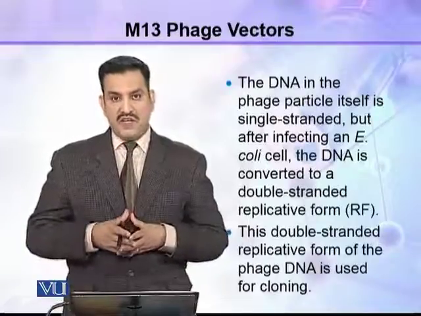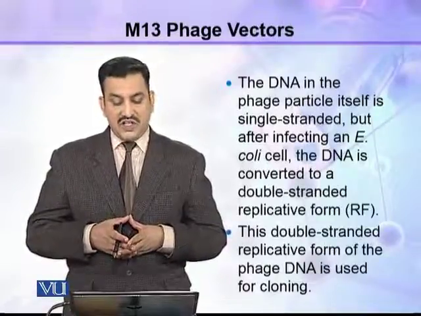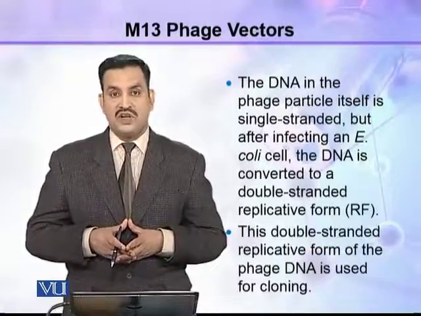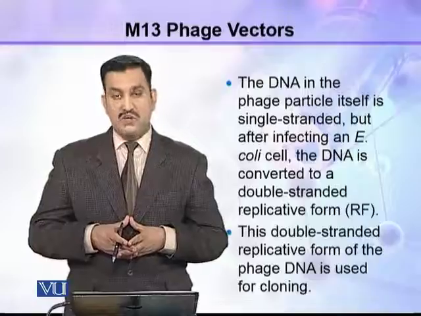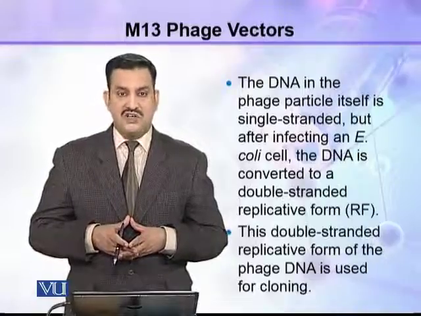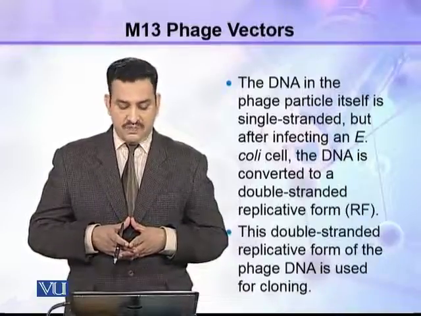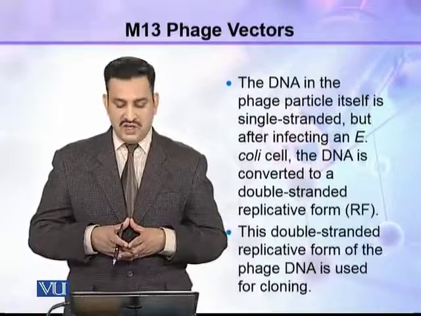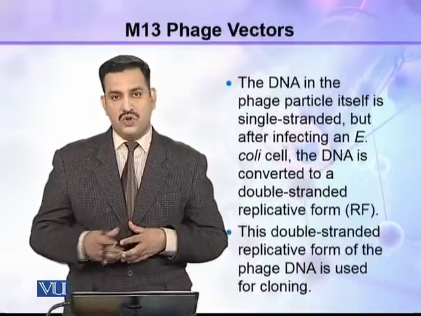The DNA in the phage particle itself is single stranded, but after infecting an E. coli cell, the DNA is converted to a double stranded replicative form. This double-stranded replicative form of the phage DNA is used for cloning.